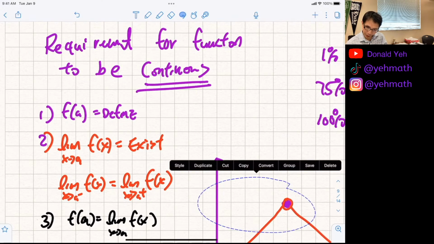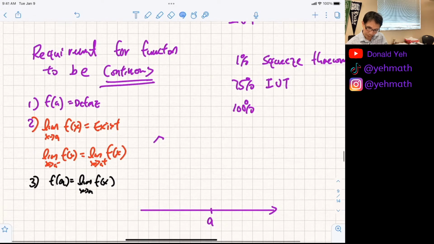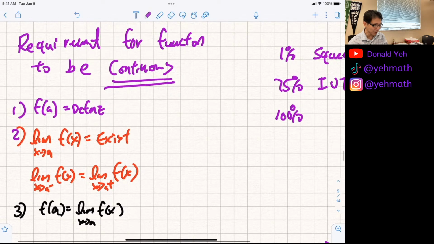There are 3 requirements. So the first requirement is this. I'm not even asking you to prove anything. I'm just going to ask you flat out, what are the 3 requirements? One of the things for sure on the test. It's not going to be this easy on the AP exam. But I'm just going to ask you, do you know the 3 requirements for a function to be continuous?